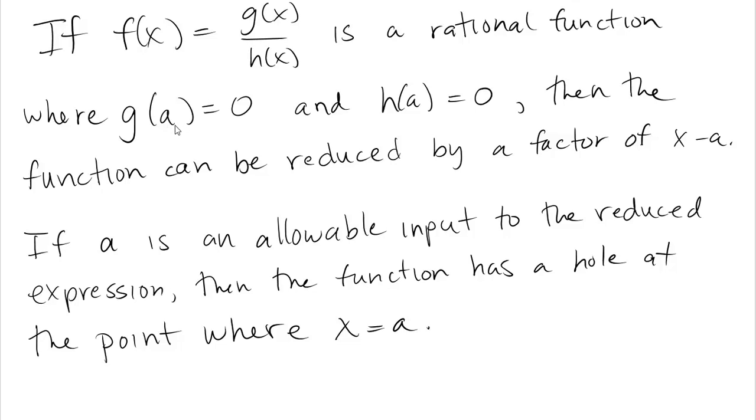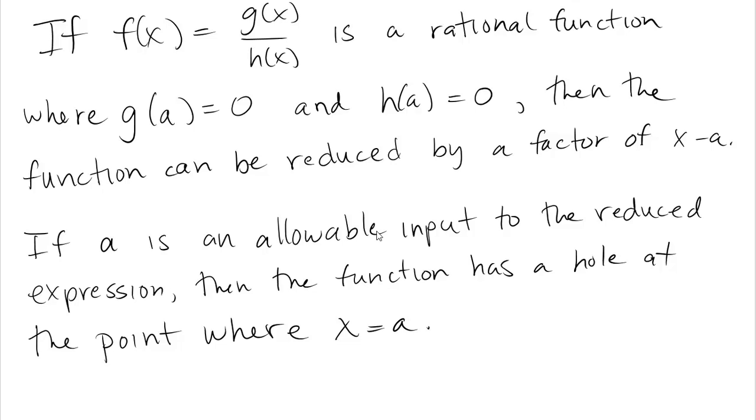So that means that x minus a would be a factor of the numerator, and x minus a would be a factor of the denominator, and we can cancel. So you can reduce. If after you reduce, a is an allowable input to that reduced expression, then the function doesn't have a vertical asymptote. Instead, it has a hole in the graph at the point where x equals a.